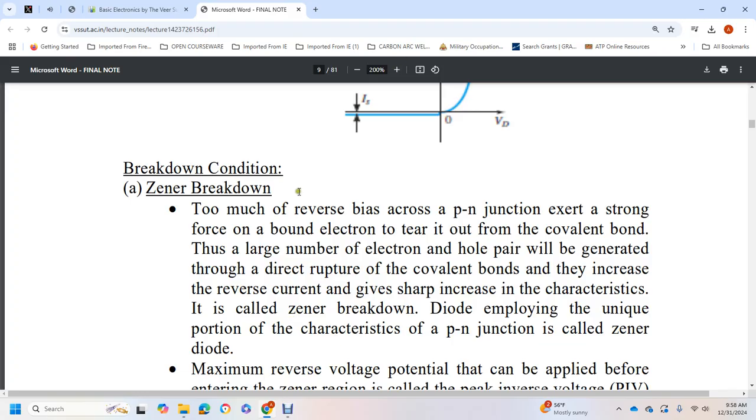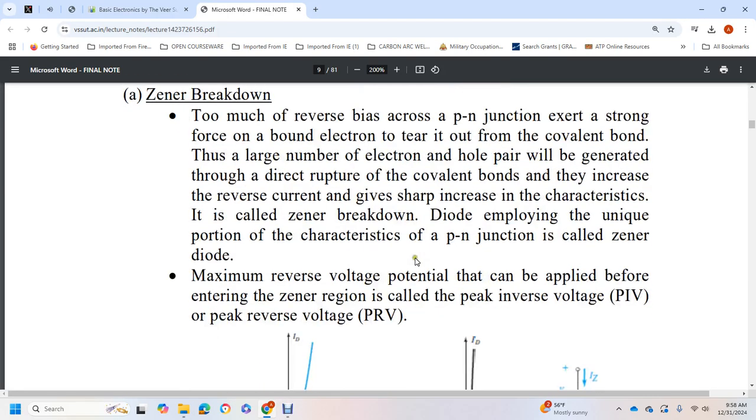A diode employing the unique portion of the characteristic of the PN junction called the Zener region is called a Zener diode. The maximum inverse voltage potential that can be applied before entering the Zener region is called the peak inverse voltage, PIV, or peak reverse voltage.